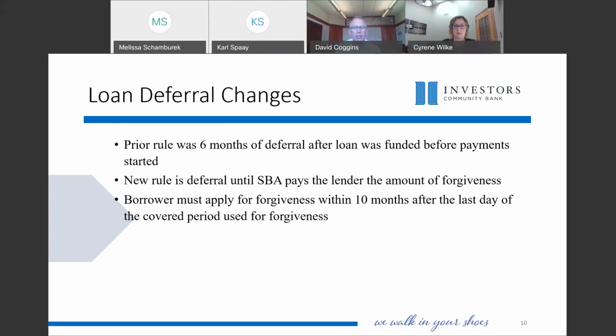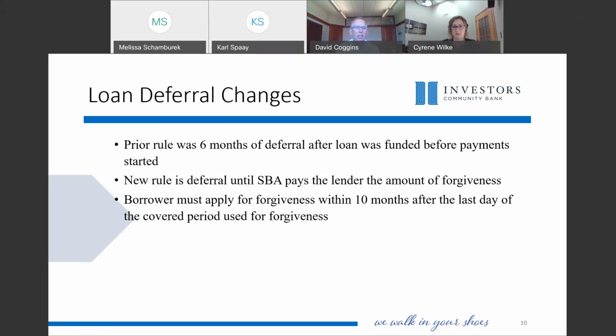Loan deferral changes. As I mentioned before, the prior rule was 6 months of deferral after your loan was funded before payment started. The new rule is you get it deferred until SBA pays us the amount of forgiveness. So you apply for forgiveness, you qualify for the end of your needed covered period, and then you apply for forgiveness, we approve it, SBA approves it and sends us the money. That's whatever amount isn't forgiven at that point, that's when you have to start amortizing payments. So that does, in many cases, give you quite a bit longer time period of deferral.